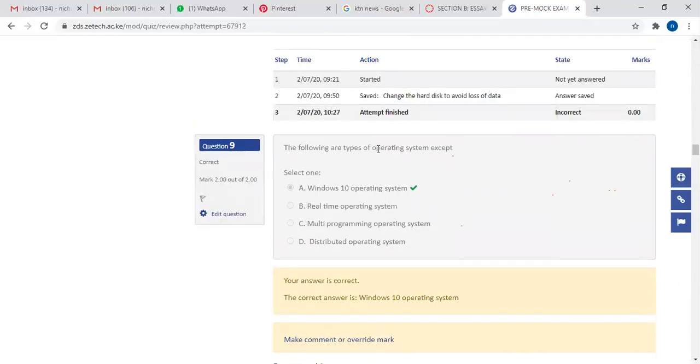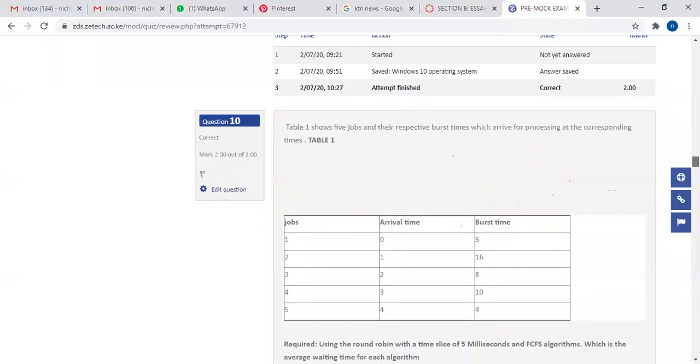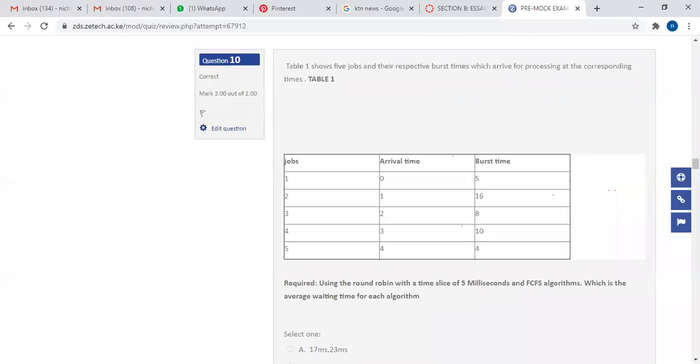The following are types of operating systems, except. I think that one is okay. Real time. So you need to look at different types of operating systems, and we need to look at the classification, we need to look at the examples. So I think this one is okay. You got it.